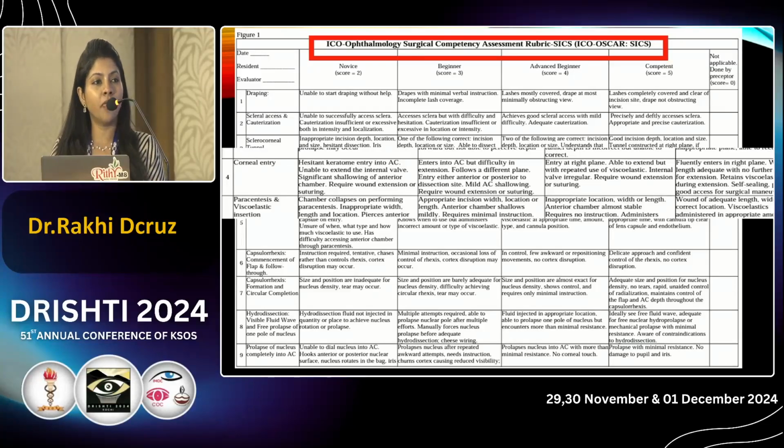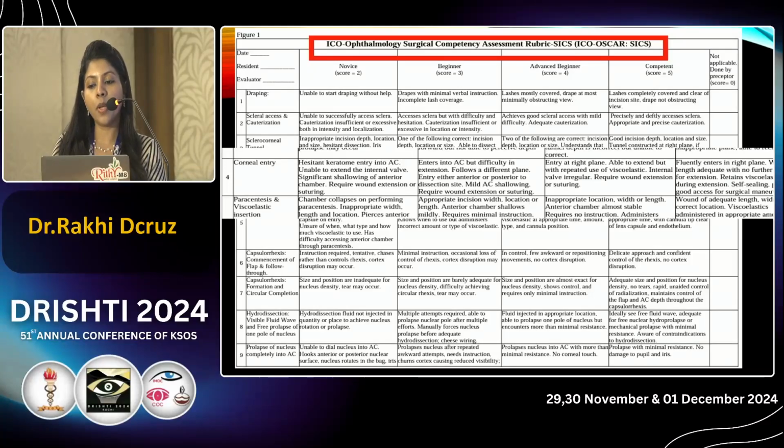you can assess yourself. That means if you have a trainer or a senior with you, they will give you a score of 2, or else you yourself can give yourself a score of 2. That means you are just a beginner, novice. And then it goes to the second step where you can enter the AC with difficulty. You create a different plane. That means you are still a beginner. But if you enter at the right plane and are able to extend, but you have to repeatedly use viscoelastic and your internal wall is still irregular, you are at the stage of an advanced beginner. That means a score of 4.